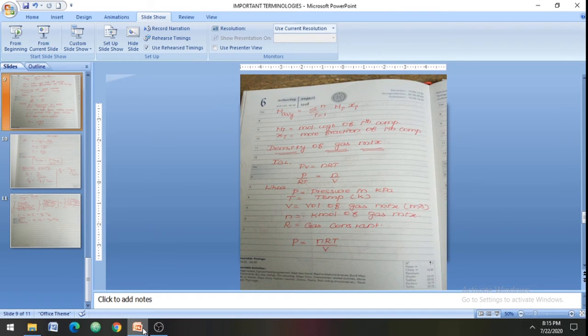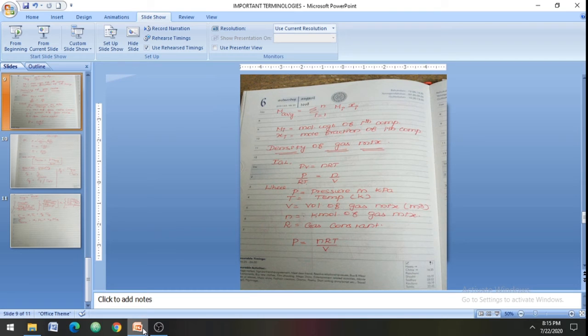Consider a gas mixture consisting of components A, B, C. What about Ma, Mb and Mc? M denotes molecular weight, and A, B, C are the components, so these are the molecular weights of compounds A, B, C. Xa, Xb, Xc are the mole fractions of components A, B and C. This is the formula: M average is equal to the summation from i equal to 1 to n, where n is the number of components, of Mi into Xi.